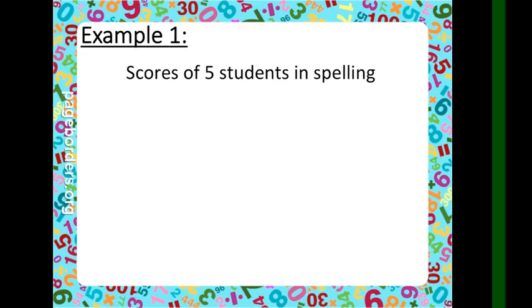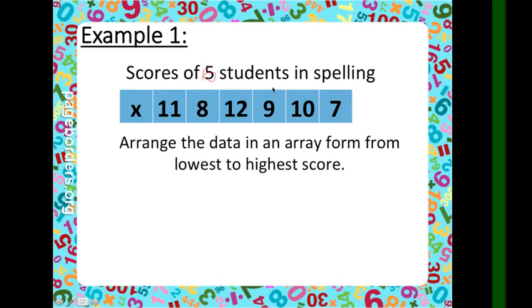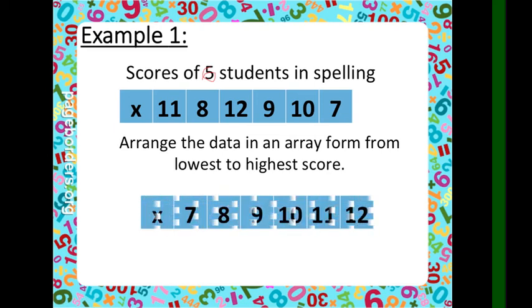Therefore, let's have an example. We have a sample of I think these are 6 students. No, these are not 5 students. These are 6 students with the following scores. Alright, so we have the data in an array form from lowest to highest. So, we need to arrange them. So, we have 7, 8, 9, 10, 11, 12. So, that is the first step to get the quartile 1 and quartile 3.